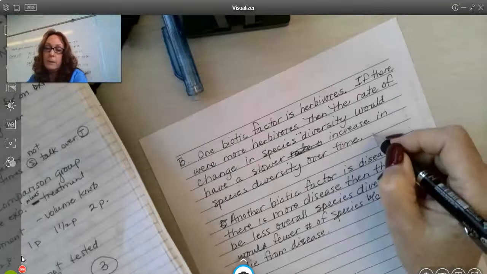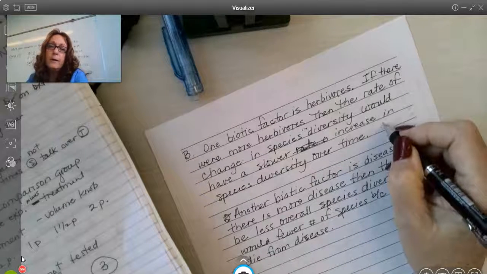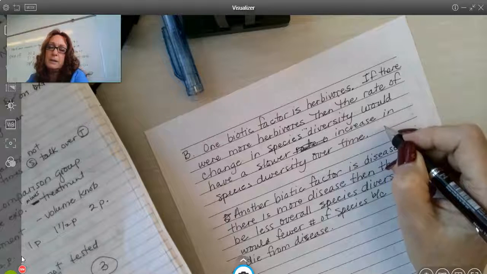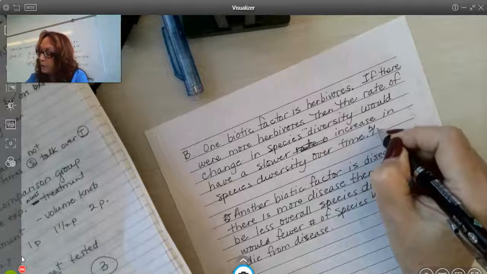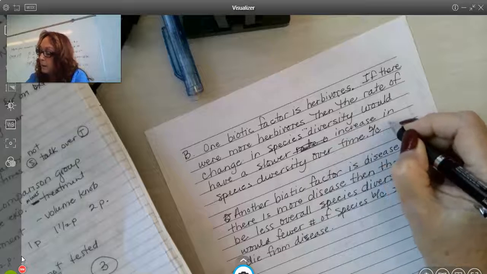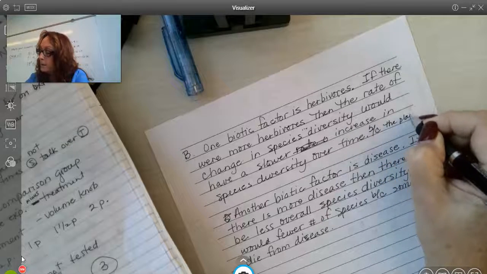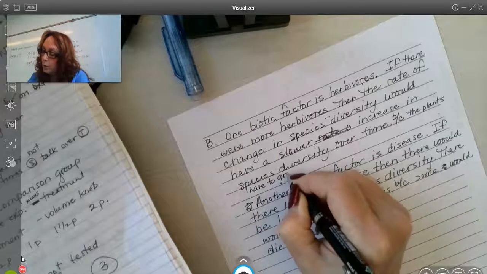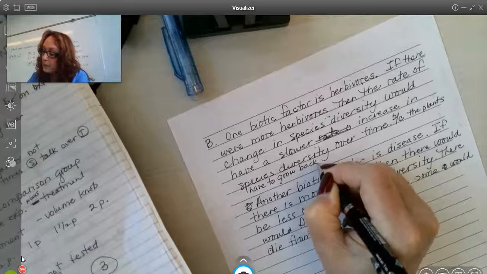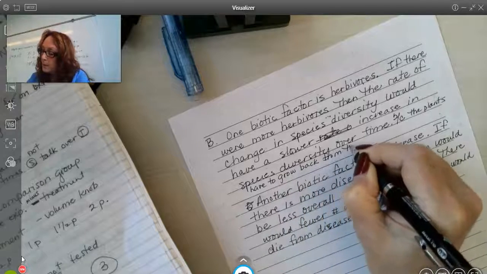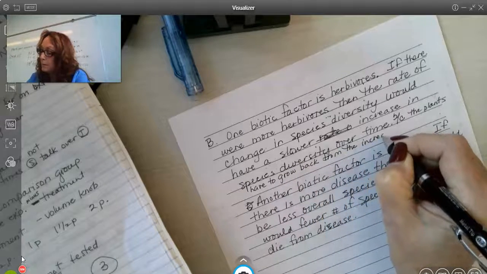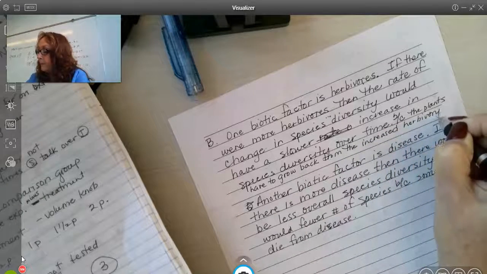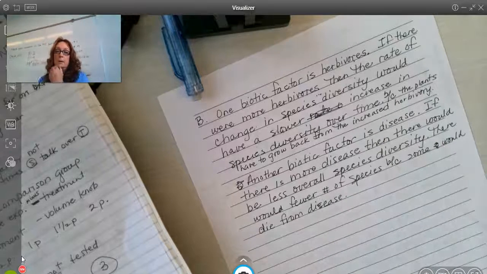So let's go over here and let me fix that one. I might want to write a little bit more. For herbivores, then the rate of change would have a slower increase in the species diversity over time. I'm just going to put because the plants have to grow back from the increased herbivory. Okay, I'm happy with that.